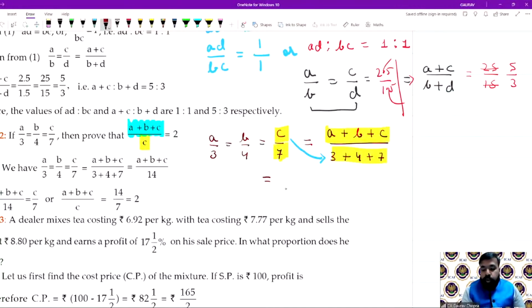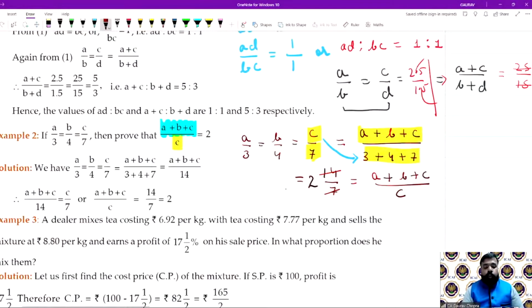So what will happen? 3 plus 4 plus 7 becomes 14 upon 7, equal to A plus B plus C upon C. So we have altered the values. This is known as alternando. When only one portion is altered, it is known as alternando. Now we can cancel them and get the result. 14 by 7 is equal to 2. And this is what we have to prove in the question. A plus B plus C by C is equal to 2. And we have done the proof.